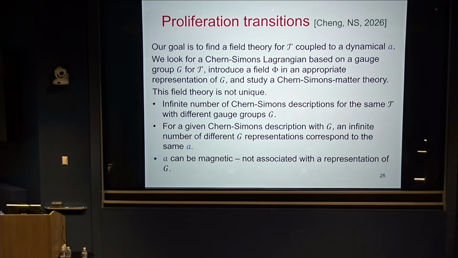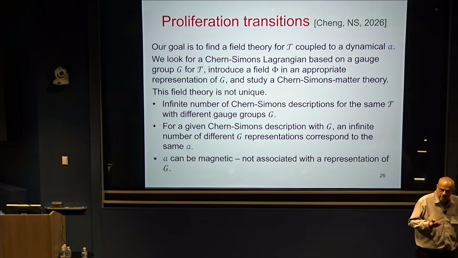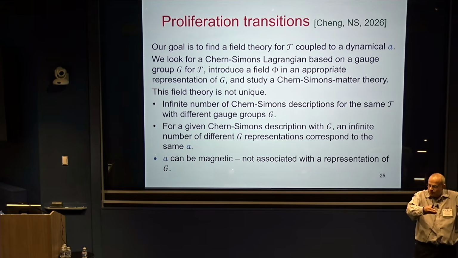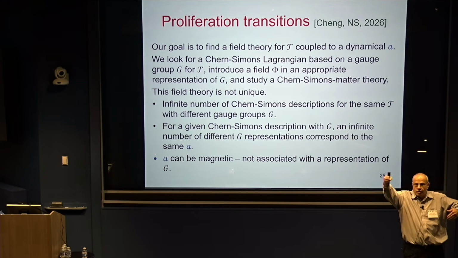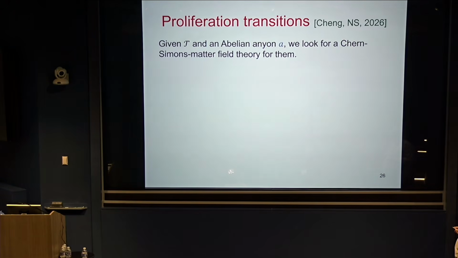But even if we chose the gauge group and the anion, there are typically an infinite number of representations we can put the scalar field in. For example, in U1 level K, there are K representations, but if we go to higher and higher charges, these representations repeat themselves. So we're going to get different answers depending on what we do. And also, A itself could be magnetic, so it would not even be a representation of the gauge group. I can say it in a fancier way, but let's not do that.